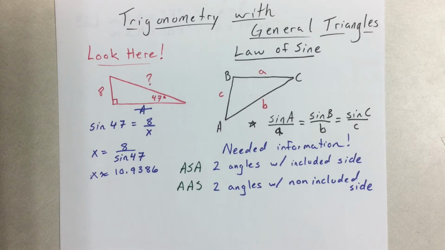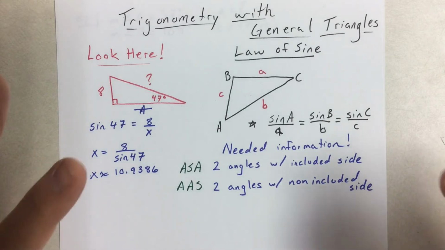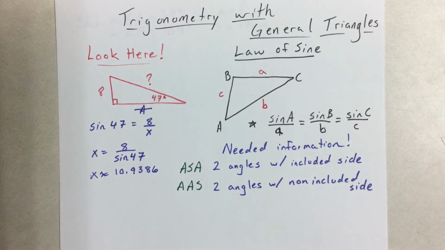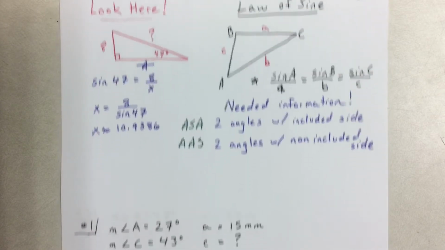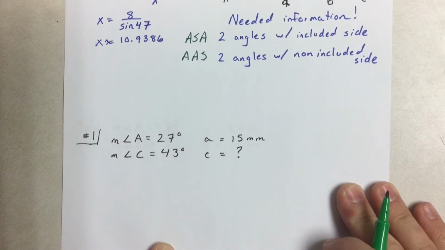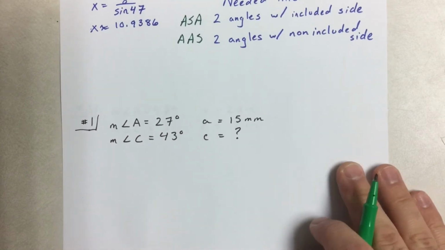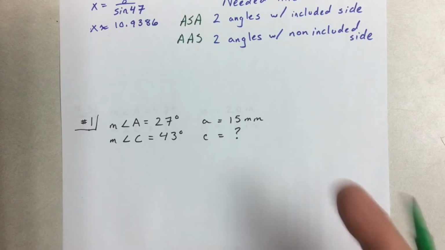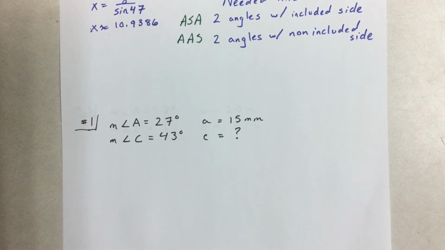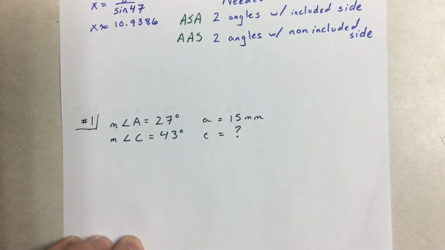So here, knowing that these are our requirements, 2 angles and an included side, let's look at a problem. What if we have the measure of angle A is 27 degrees, measure of angle C is 43 degrees, and length A is 15 millimeters. I'm going to give you three tips in this lesson to help you with this kind of problem, utilizing law of sine.